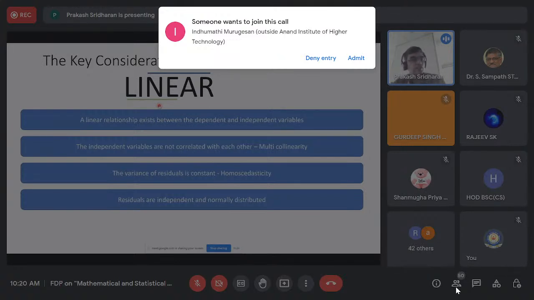There are other such cases where residuals are not independent. We can talk about it in later slides. But that's another important factor to look into when you are talking about residuals. Normally distributed, I think that's the fundamental expectation when you're fitting linear regression.